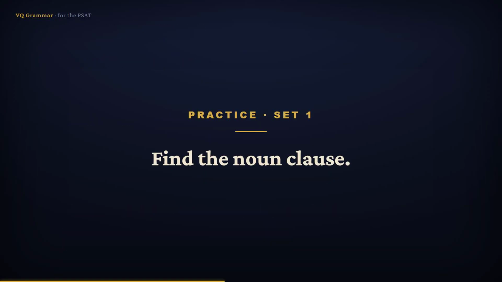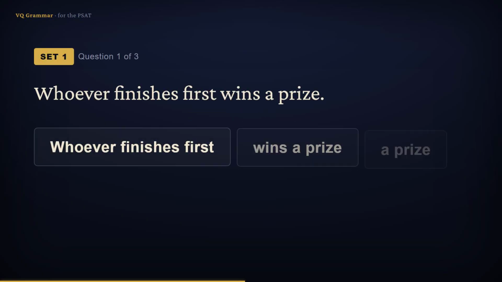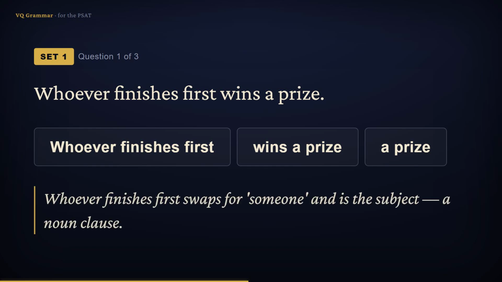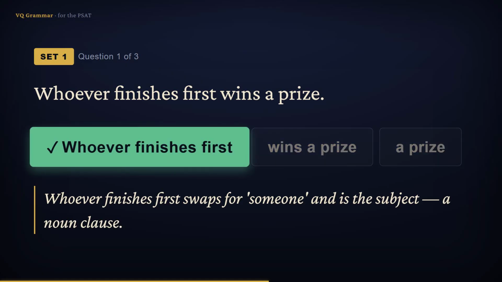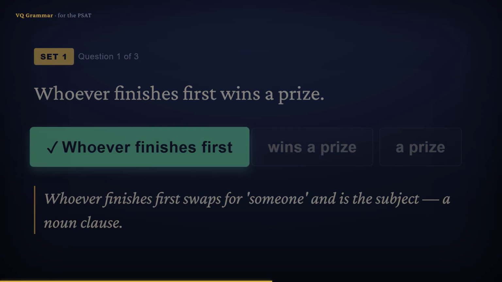In this first set, find the noun clause. Look for a clause with its own subject and verb that you could swap for the word it or something. Pause and try each one before I answer. Whoever finishes first wins a prize. Try the swap. Replace the front with someone. Someone wins a prize. It works, so whoever finishes first is a noun clause acting as the subject. So the answer is whoever finishes first.